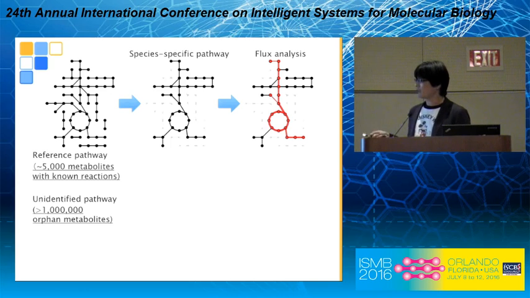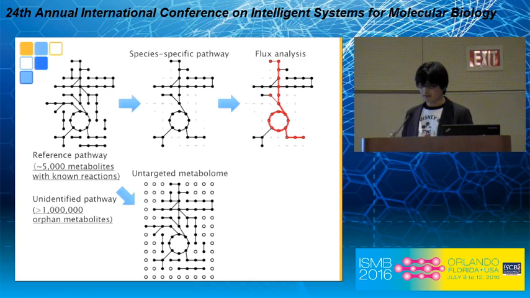We are interested in the orphan metabolites. That is, we know about the structures of a lot of metabolites, but for most of these metabolites, we don't know how they are synthesized or degraded. Meaning that orphan metabolites are those where we know about the structures, but we don't know about the reactions. There are so many such orphan metabolites, so the reference pathway is something like this, surrounded by a lot of orphan metabolites. The number of metabolites is estimated to be more than 1 million.